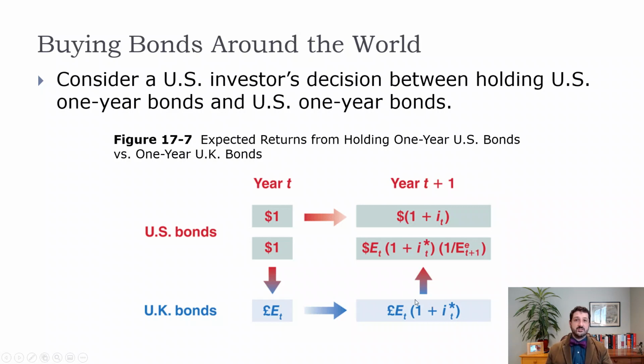But at the end of the year, we don't care about pounds because we live in the United States. So we want to convert those pounds that we got from the UK bond back into dollars. Well, how do we do that? Now we have to worry about the inverse of the exchange rate, so pounds to dollars instead of dollars to pounds. And that gives us back dollars. And so this is the return we get from the US bond, and this whole complicated thing is the expected return that we get from the UK bond.